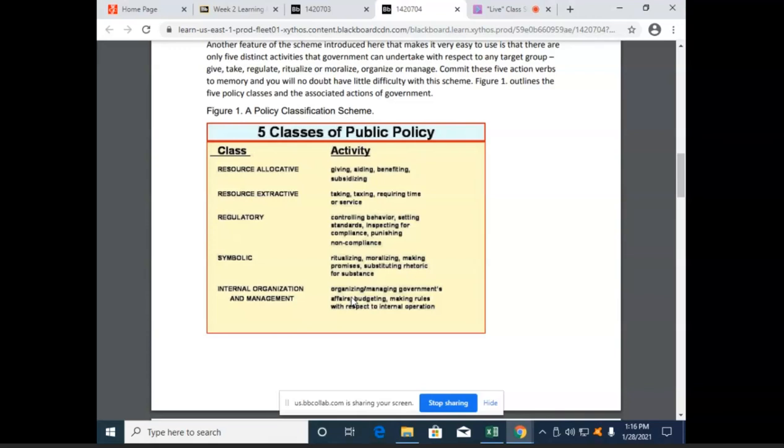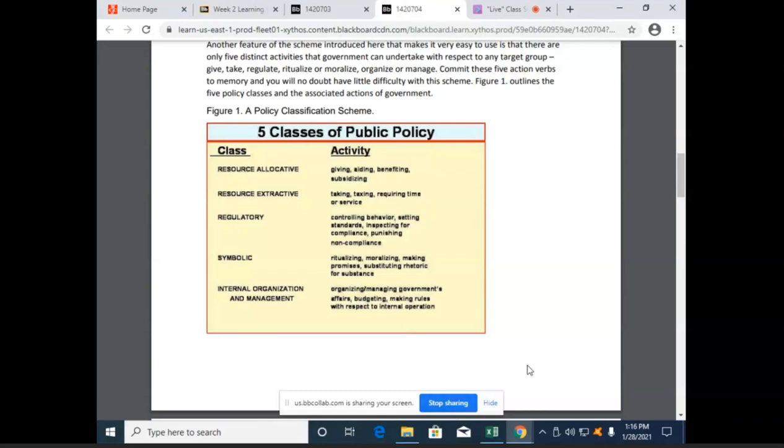What is government disability? That's pretty straightforward, right? And so what is government doing with respect to these primary target groups? Oh, it's giving, it's benefiting, it's aiding, it's subsidizing. That's resource allocator policy.